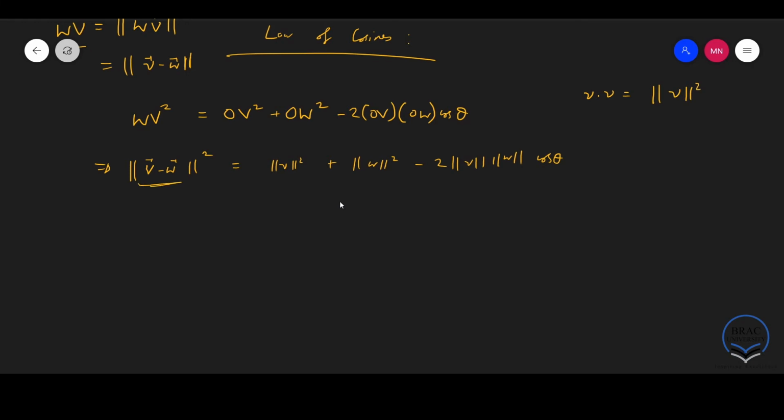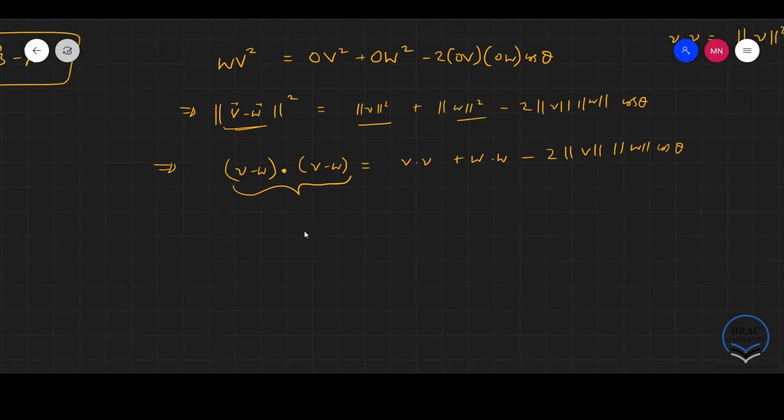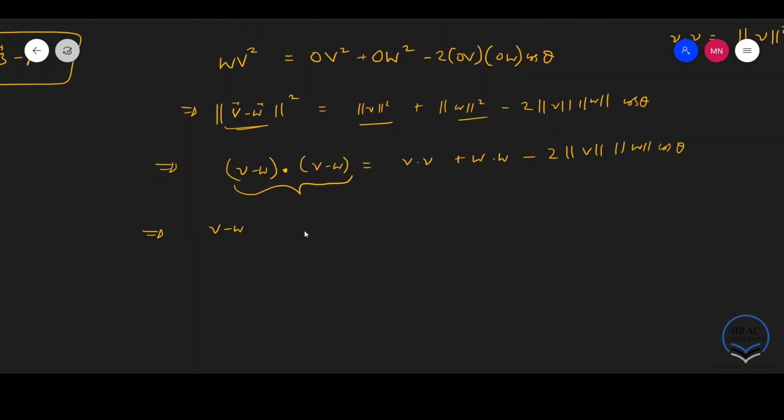And as you can see, we have many of these cases, so we can just rewrite this as V minus W dot V minus W. This is equal to V dot V plus W dot W minus 2 magnitude V magnitude W cosine theta, right? And we've also shown that the dot product is distributive. So this becomes V minus W dot V minus V minus W dot W, right? This minus comes from this sign here.